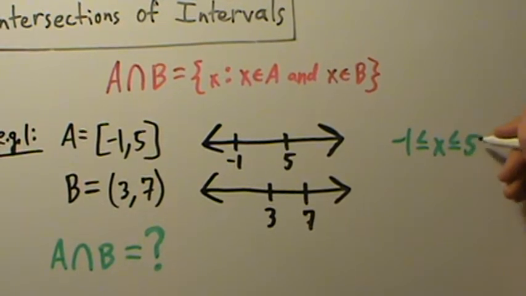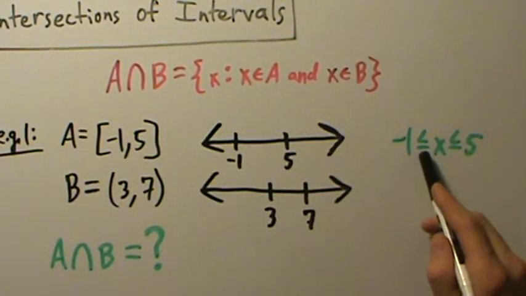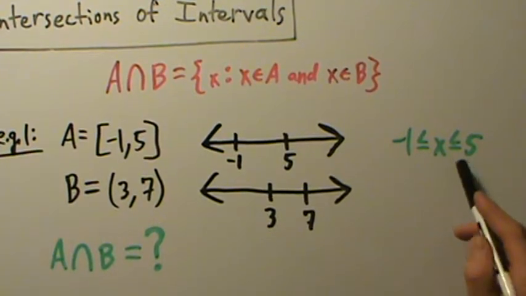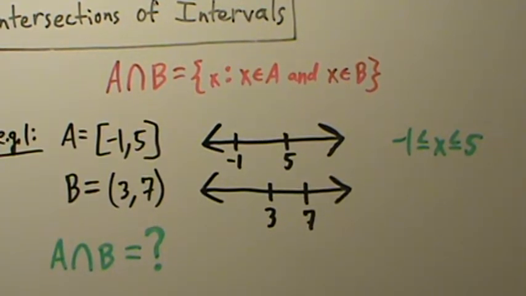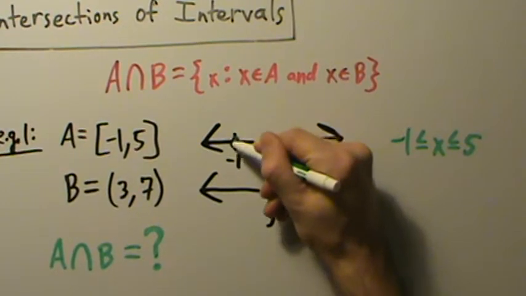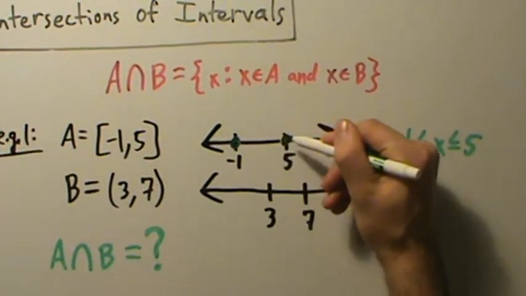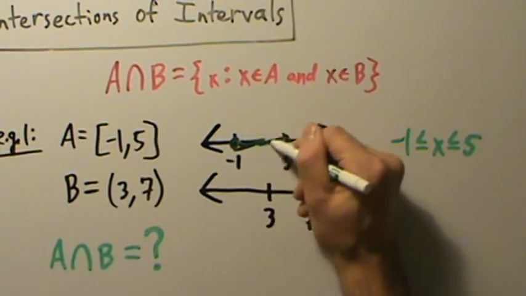So we talked a lot about that in previous videos. So this means we have a closed circle on the -1 and a closed circle on the 5. Okay, so let's go ahead and draw that. So -1 to 5, so closed circle on both of those.